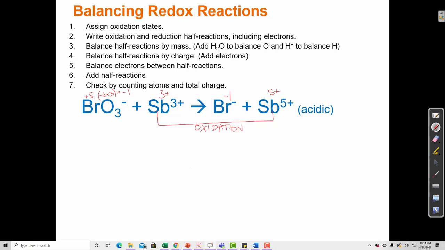Here, which was reduced? Well, I don't even have oxygen on the right, so it doesn't seem like it was oxygen. So, it must be bromine by process of elimination. And we can see, in fact, it went from plus 5 to minus 1. So the oxidation number of bromine got smaller. It went from plus 5 on this side to minus 1 over here. So this is our reduction.